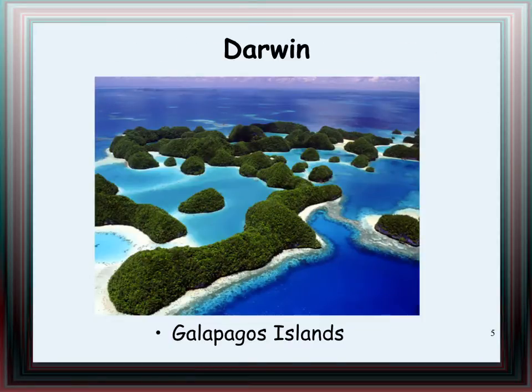Now in the 1800s, Darwin visited the Galapagos Islands. These are volcanic islands about 5 million years old, and they've got many unique species on them. He collected 13 different types of finch, which are birds, and he noticed that these birds had different beaks due to what they ate.